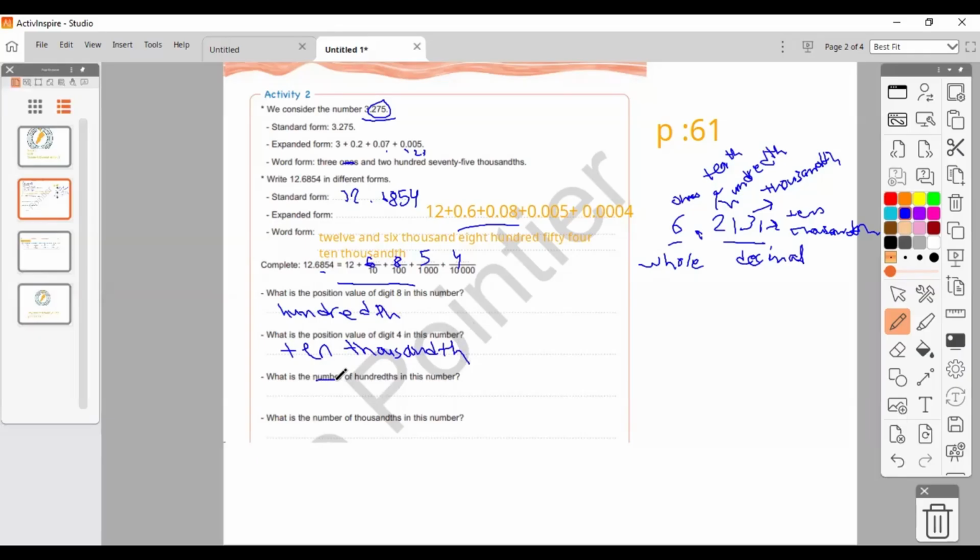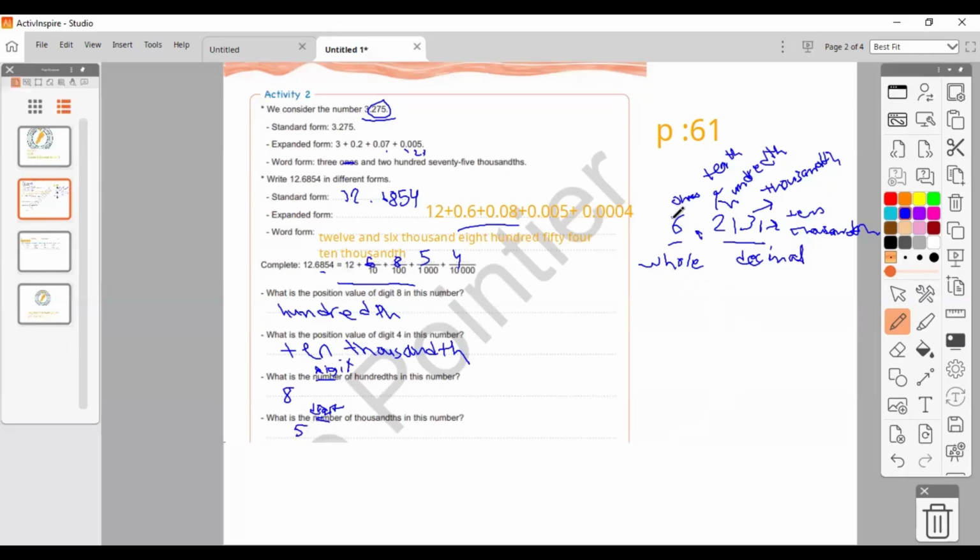Here, let's cross out number and write digit, okay? What is the digit of hundredths? In this number, instead of number, we will write digit. So what is the digit of hundredths? Hundredths is which one? The second one. So it's 8. The digit of hundredths is 8. And also here, instead of number, let's write digit. So what is the digit of thousandths? Thousandths is the third one, so it is 5.